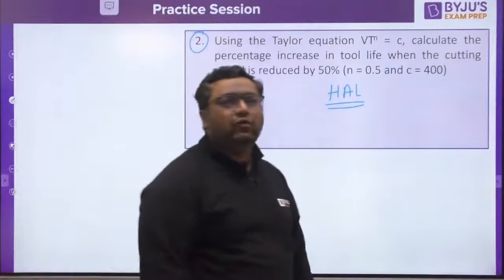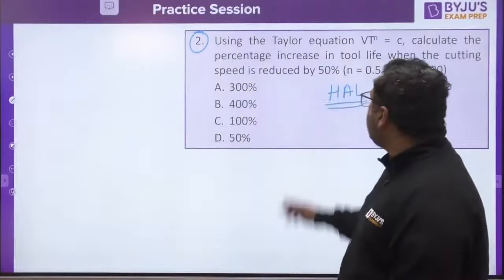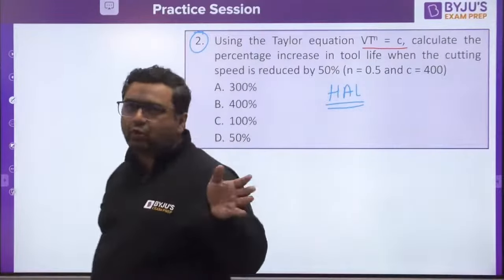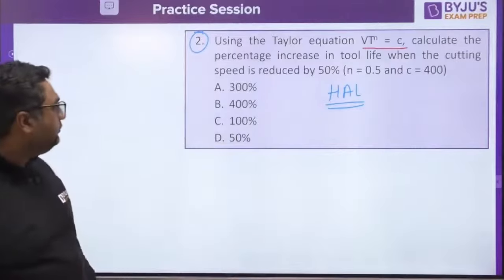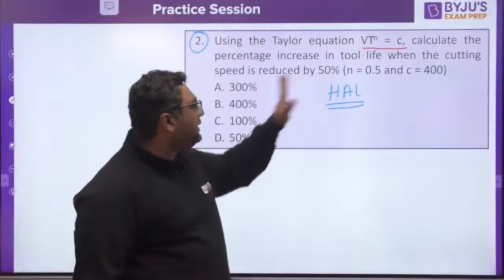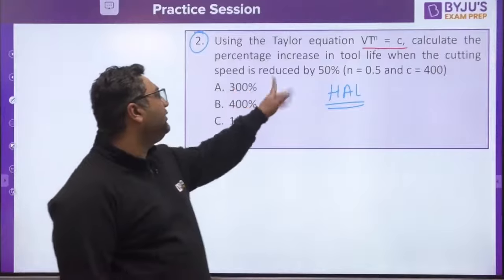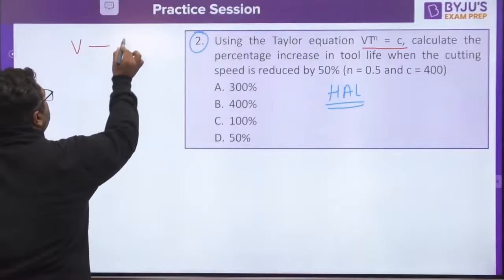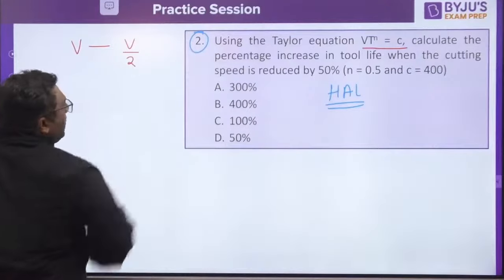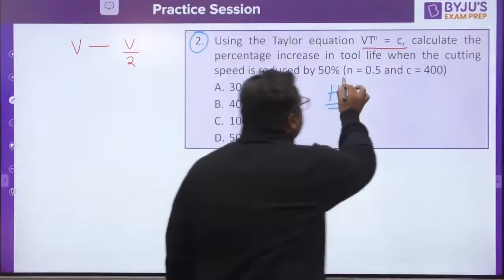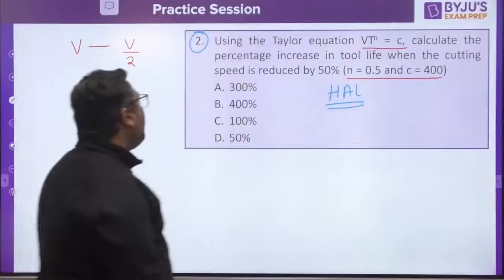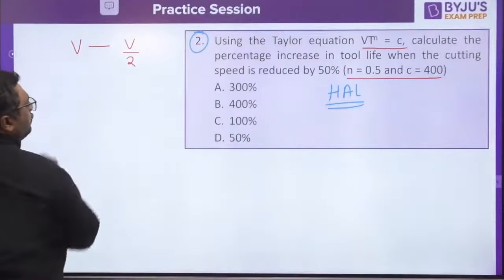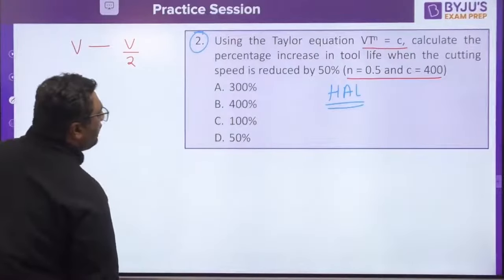Very good, guys, wonderful. So this is using the Taylor tool life equation, VT^n equals constant. So we are talking about Taylor tool life, not the modified one. Calculate the percentage increase in the tool life when the cutting speed is reduced by 50%. So my dear, when velocity becomes V by 2, n and C are given to you, you need to find out the increase in tool life if velocity is reduced by 50%.